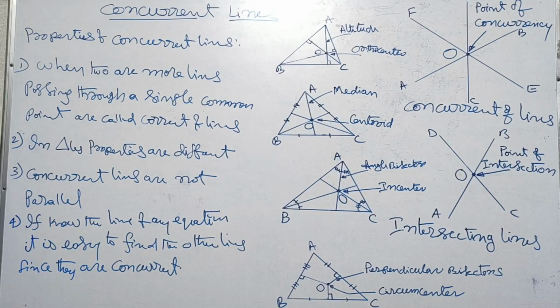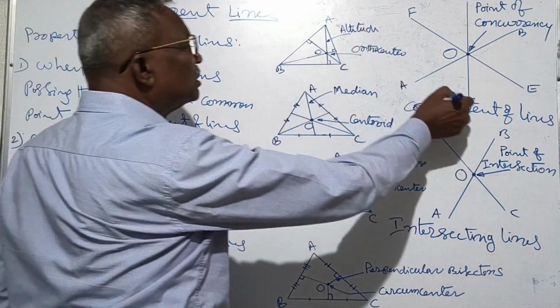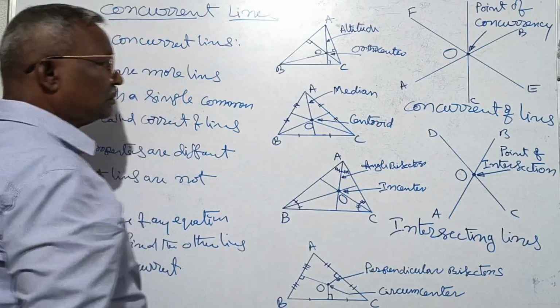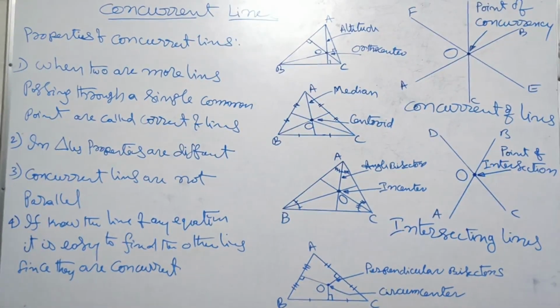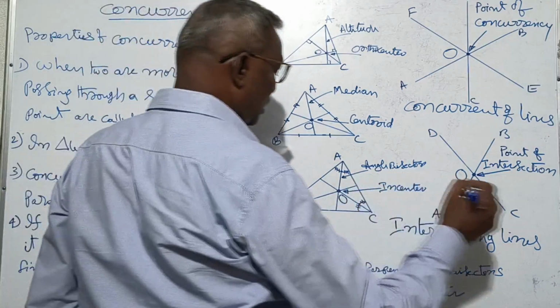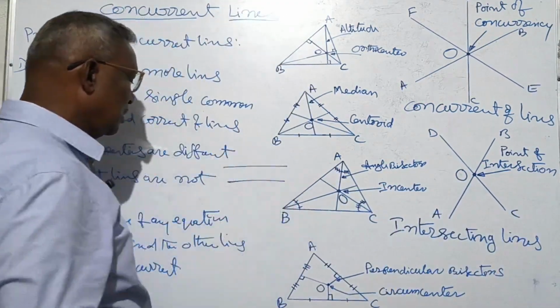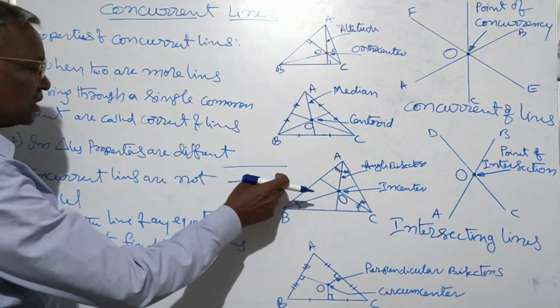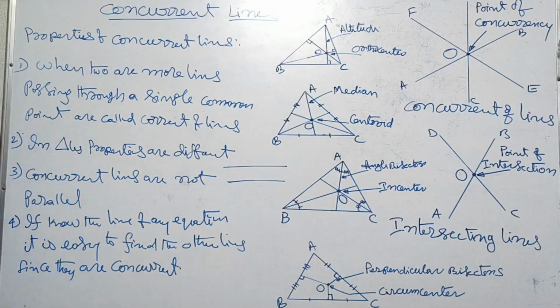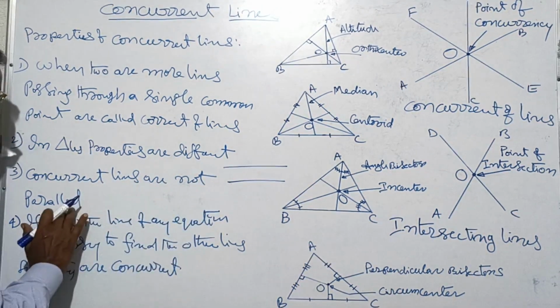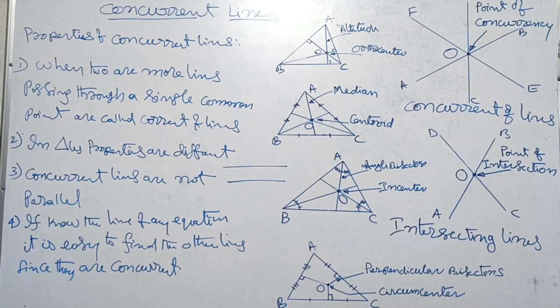Next, concurrent lines are not parallel lines. Parallel lines do not meet at one point. This is the parallel lines. They are not meeting, keeping a common distance. The best example is railway tracks. They will not meet at one point. So concurrent lines are not parallel lines.